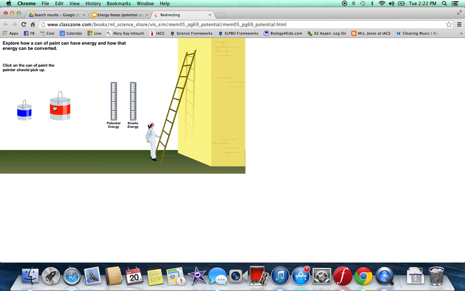Now, if we look at the potential and kinetic energy of the large can of paint, which is affected by mass, we watch her climb the ladder. You can see the potential energy is greater because it's affected by mass. So she's at the same height as she was with the smaller can of paint. Her potential energy is increased. We dropped the can of paint. We saw the potential energy go down. We saw the kinetic energy go up. And we made a nice mess in the process.